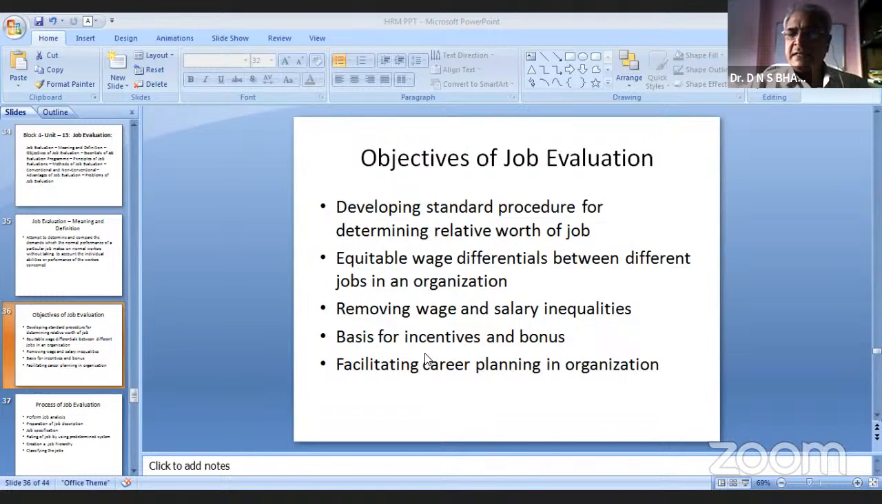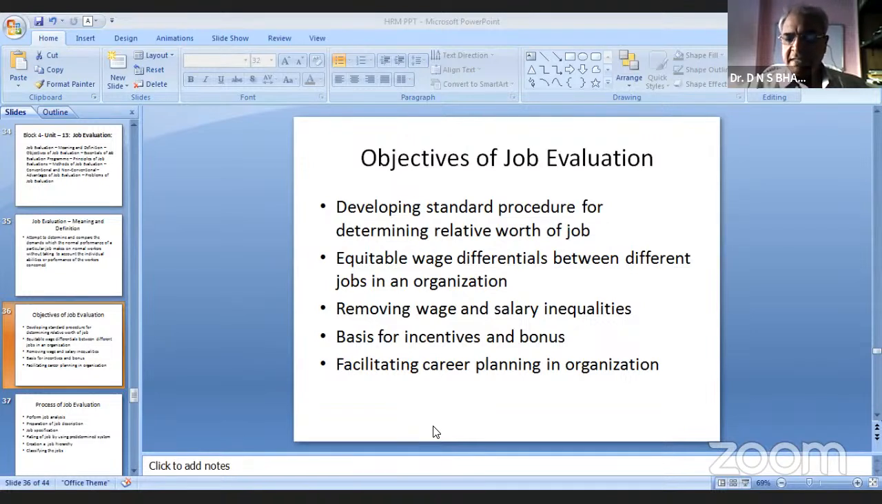And the basis for incentives and bonus. On what basis can you give the bonus, and on what basis can you provide the incentive? Job evaluation is the basis. On the basis of determining the relative worth of the job in the organization, we will go about providing incentives to the employees. Say, for example, an employee has to produce 10 units in a particular hour. So that 10 units per hour is the job evaluation basis. If an employee performs 10 out of 10, yes, he is 100% efficient. Then on the basis of that type of evaluation, bonus also can be given to the employee.